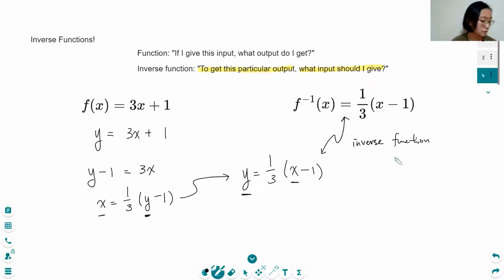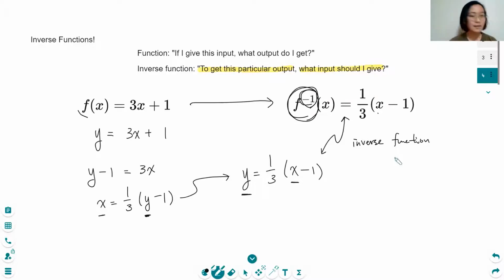Instead of writing y = 1/3 (x - 1), I want to say that this function is the inverse function of f. How I write that is f with a little -1 written up here. That means this is the inverse function of f. So f⁻¹(x) = 1/3 (x - 1) is the inverse function of this function f.